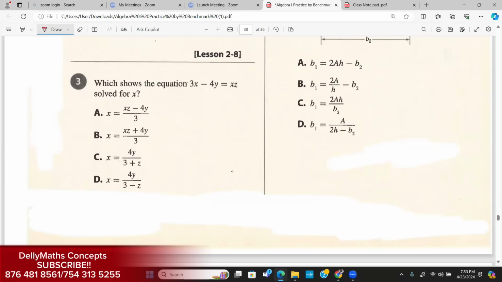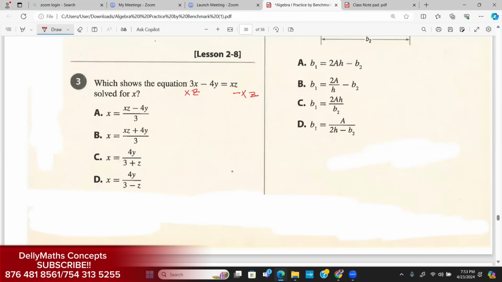Now, which shows the equation 3x minus 4y, and solve for x. So basically, what you want to do is to collect your x's on one side. So I'm going to subtract xz from both sides.